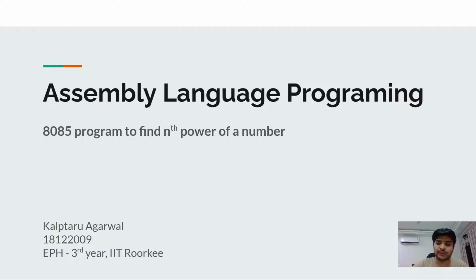Today I am going to show you how to find nth power of a number using assembly language programming. So basically here we are going to use 8085 programming to run this program.